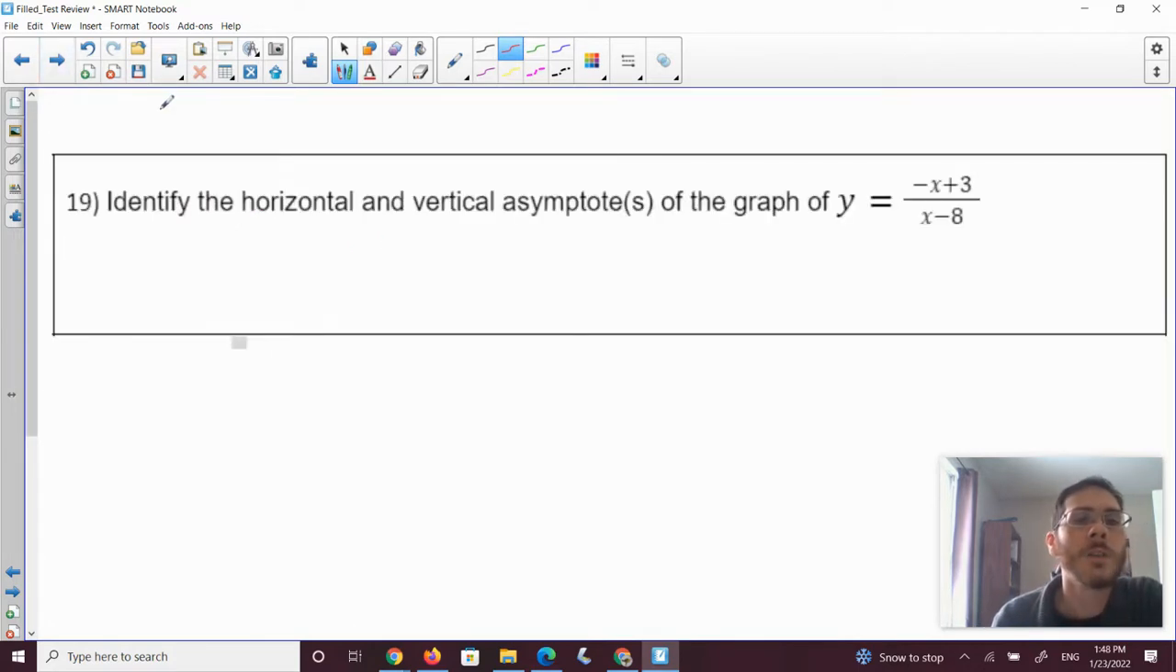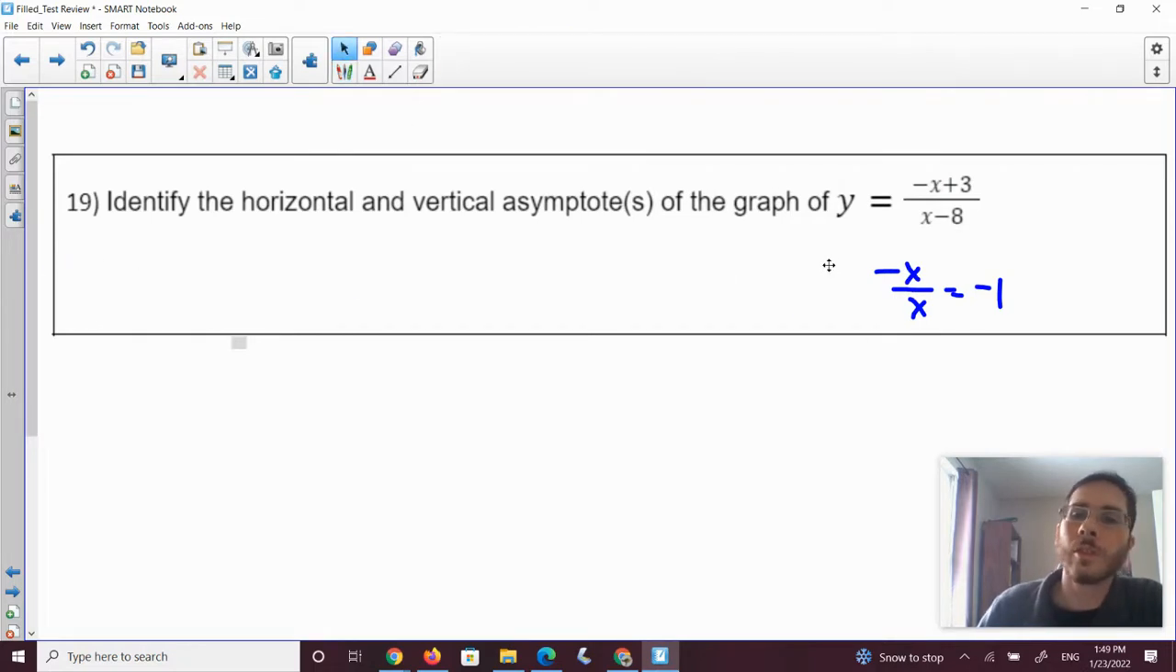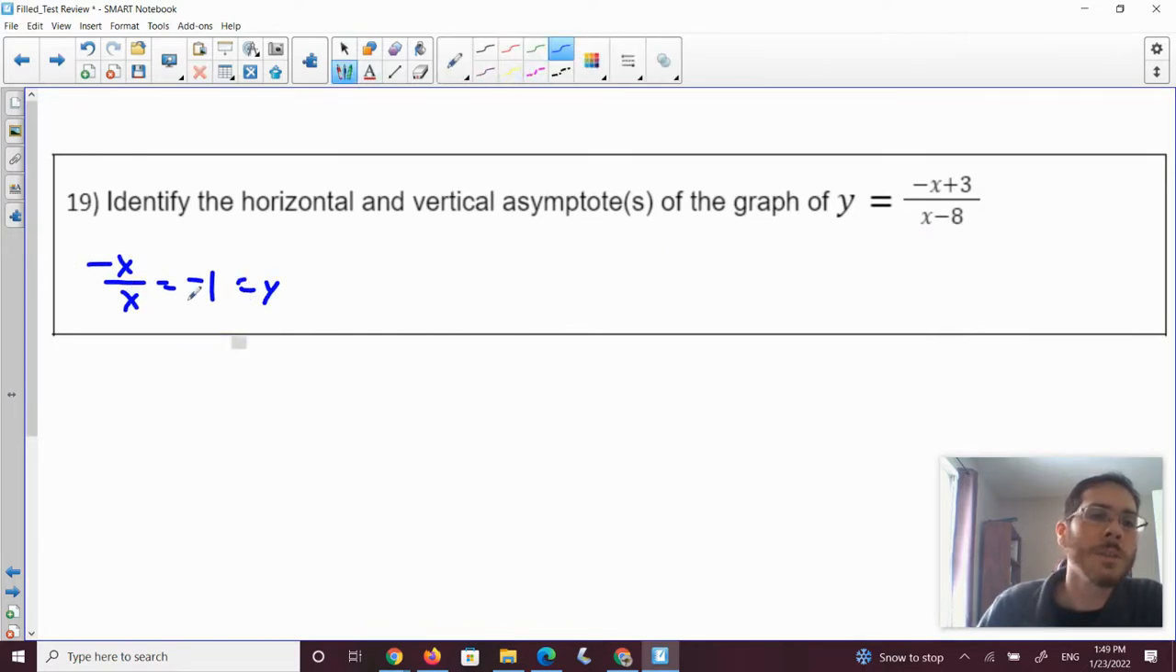So for number 19, again, identify the horizontal and vertical asymptotes. Seems like a pretty quick one. For our horizontal asymptote, we're going to look at the x's. Since x is just the highest degree of x, we get negative x over x is negative 1. So I probably should put that over there. Let's just transport that all over. And that's going to be my horizontal asymptote: negative 1 equals y.